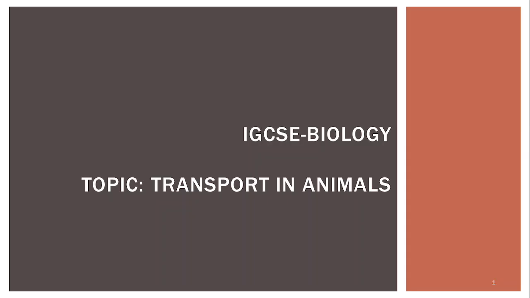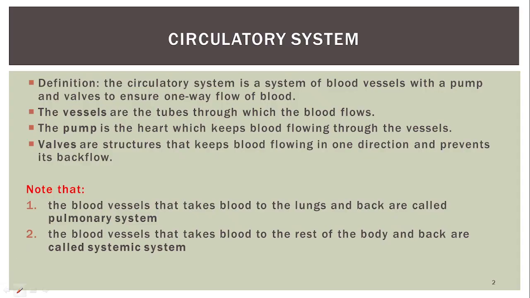Today we'll be looking at transport in plants, IGCSE biology. Circulatory system. The circulatory system is a system of blood vessels with a pump and valves to ensure one-way flow of blood. The pump is the heart, which pumps the blood, and the valves ensure one-way flow of blood. The vessels are the tubes through which the blood flows, and the pump is the heart which keeps blood flowing through the vessels.